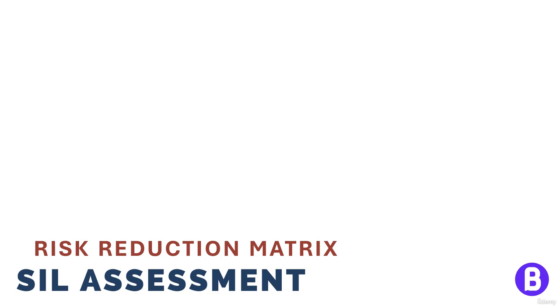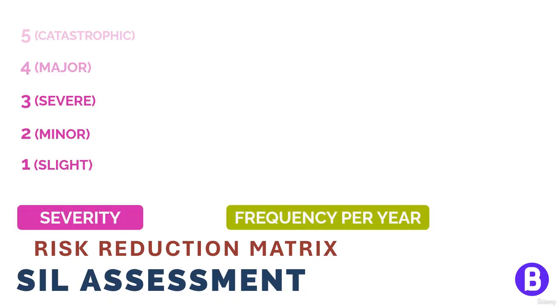The final judgment of choosing the SIL rating would be based on the severity and frequency we have analyzed. So let's plot a risk reduction matrix showing severity against frequency. We have already seen how we can determine the frequency and the severity of the consequence. Now it's time to check if we need to reduce the risk more or if the protection we are already considering here is enough. Here comes the risk reduction factor.